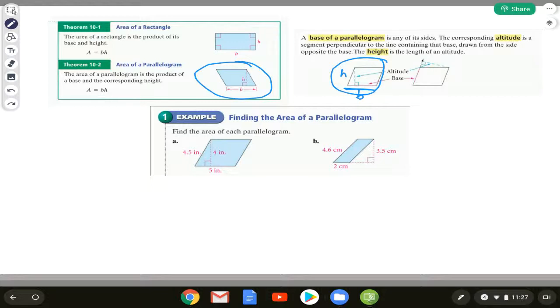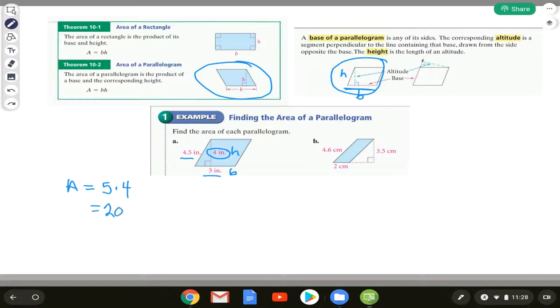So my example 1, both of these are parallelograms. We're given in A both sides. I need to decide which of those I'm going to use as my base, and I decide that by where my altitude is drawn in. So the altitude, 4 inches, is going to be my height, and it's drawn to the side that's 5 inches, and that will be my base. So my area will be the base 5 times the height 4, which is 20.